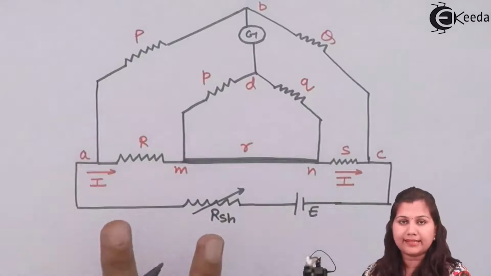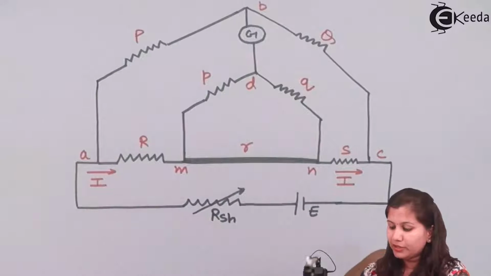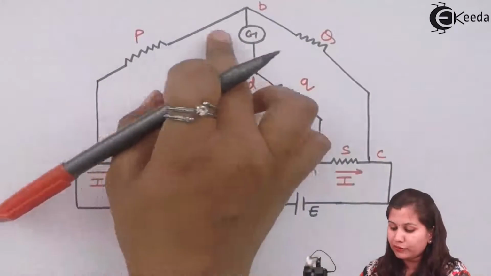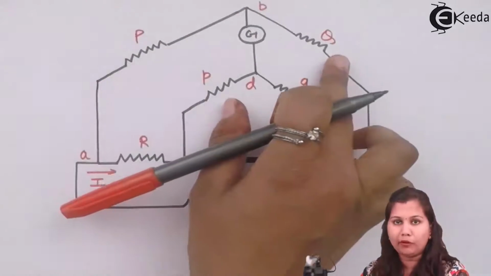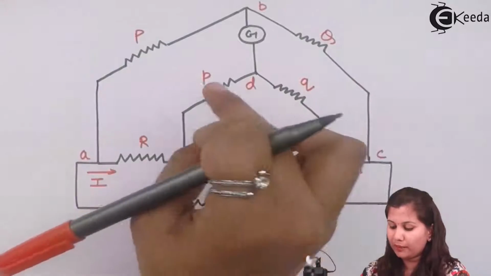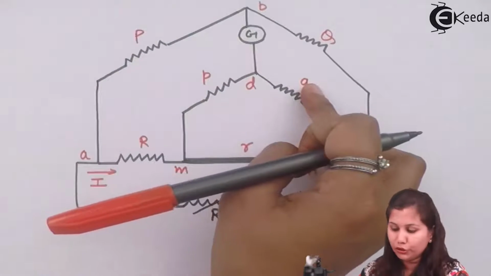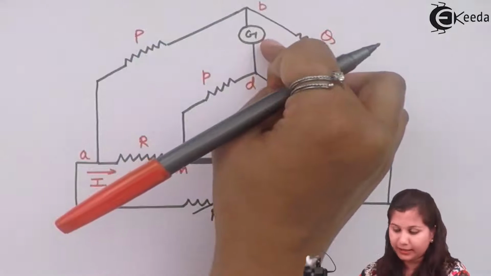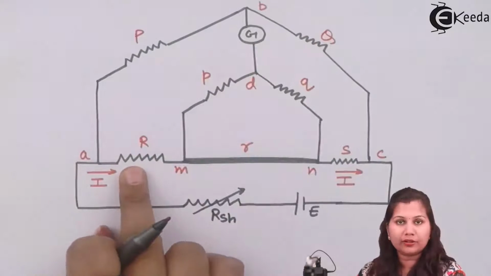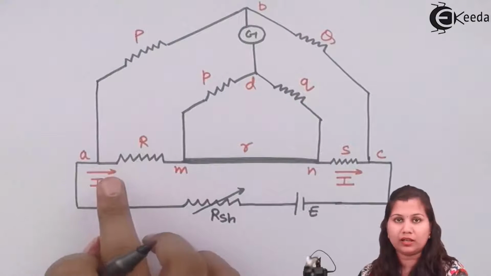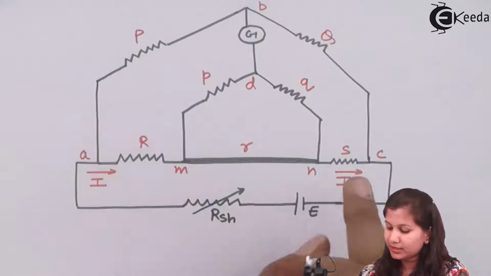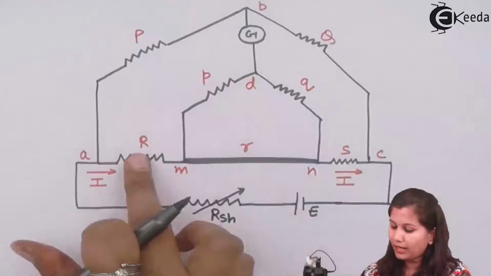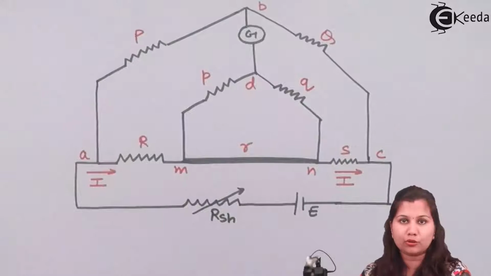So this is the circuit diagram for the Kelvin double bridge. In this bridge, you can see there are two ratio arms. One set of ratio arm is P upon Q and the other set of ratio arm is small p upon small q. And in between these two arms, the galvanometer is connected. Now R is the unknown resistance, and S is the standard resistance. So P, Q, R and S are just like the Wheatstone bridge.